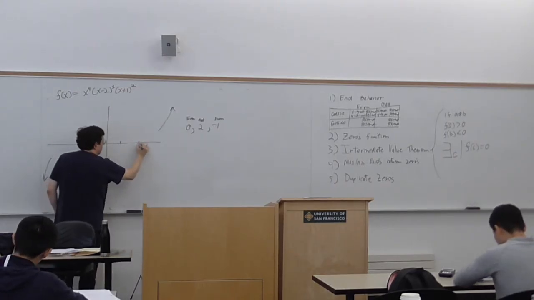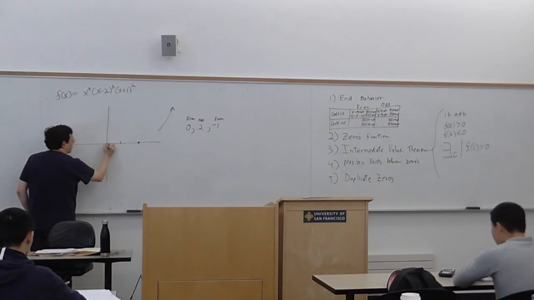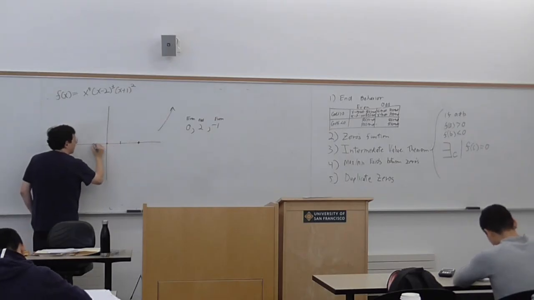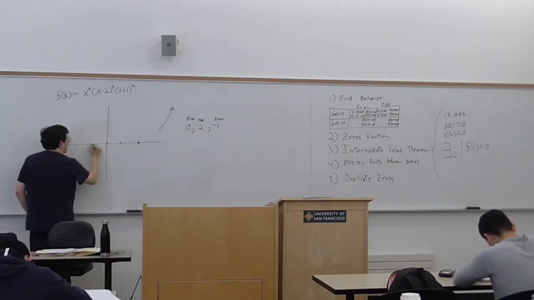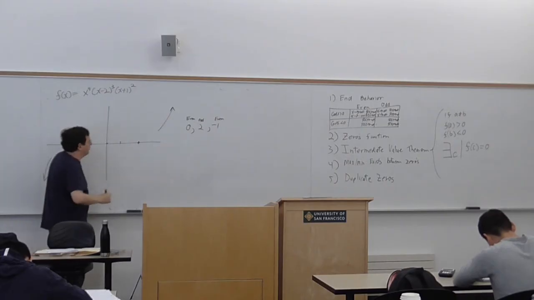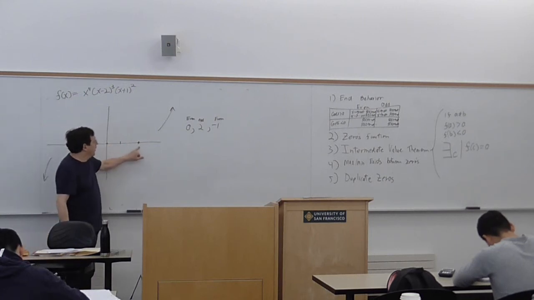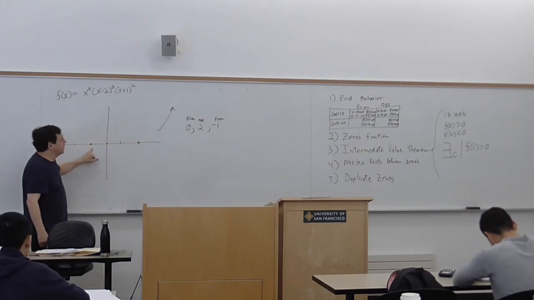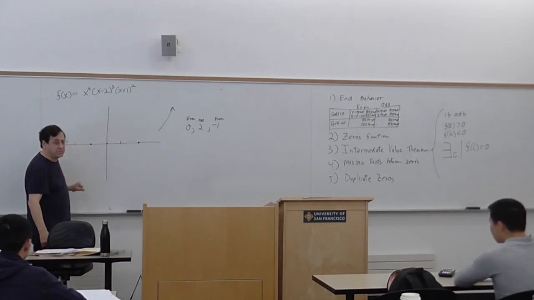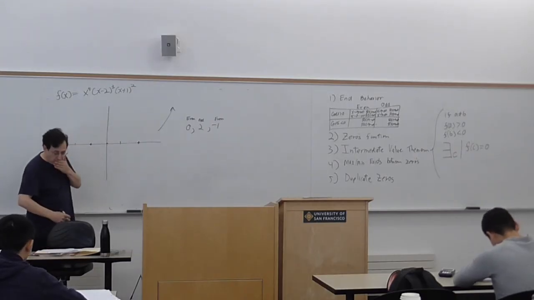So we put in the roots here. What we would expect is that at 0, it's not going to cross the axis. At 2, it will cross the axis. And at minus 1, it won't cross the axis. That's what we expect.